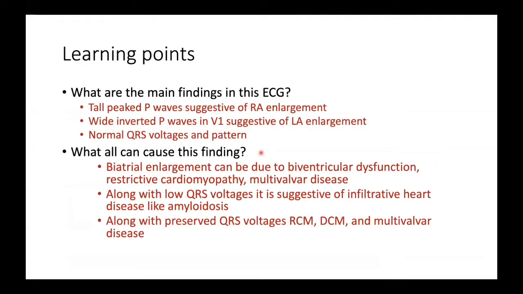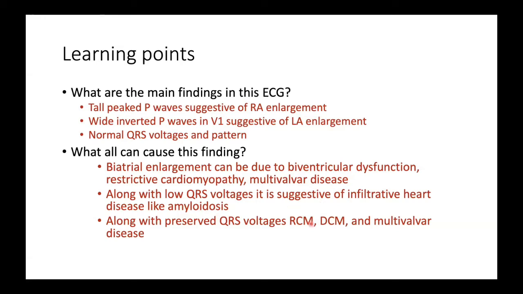So let's see, what are the main findings of this ECG? Tall P wave suggestive of right atrial enlargement, widened negative P waves, as I told you in lead V1, which is suggestive of a left atrial enlargement, and a normal QRS voltage. So what can it suggest? A biatrial enlargement can be due to biventricular dysfunction, restrictive cardiomyopathy, and multivalvular disease, as I told you.